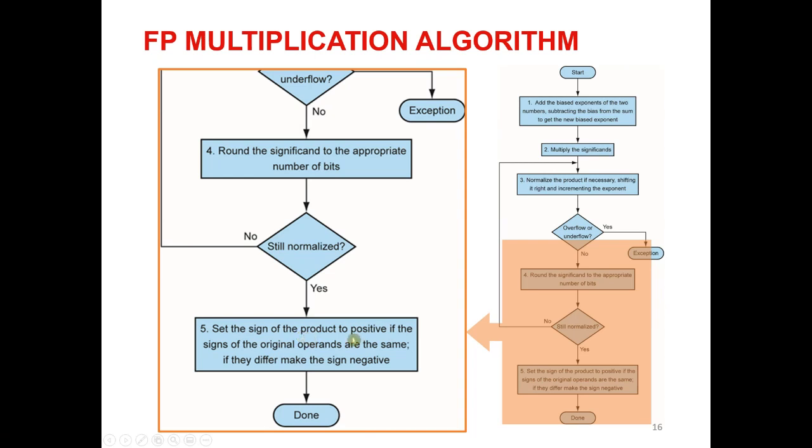As I have mentioned, the sign of the product will be positive if the signs of the original operands are the same. If both signs are positive or both signs are negative, then the sign of the product will be positive. If the signs of the original operands are different, then the sign will be negative. Okay, and with that, we are done.